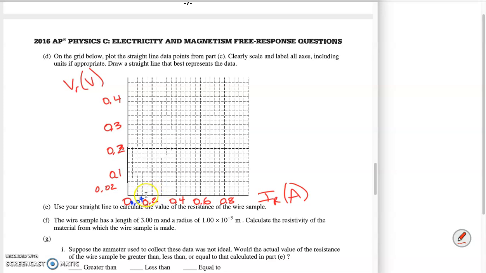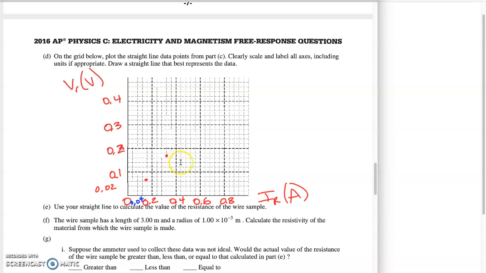Now, this works out nicely because the currents that they've given to us are very nearly going to be multiples of 0.04. So as we plot our points, we're going to go over to 0.6 and up to 0.7, 0.16, and then 0.07. And then we're going to go over to 0.32 and up to 0.165. So 0.165 and 0.32, so over about there.